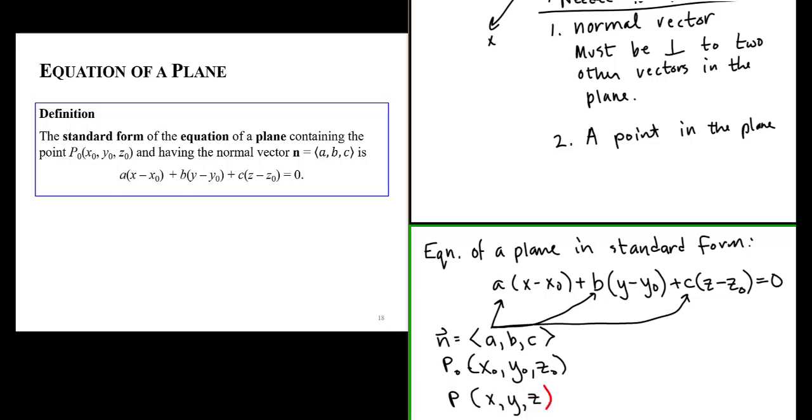Again, if we can construct a vector between any pair of points in our plane and have a vector normal to the plane and normal to that pair of points, we can come up with an equation of a plane in standard form.